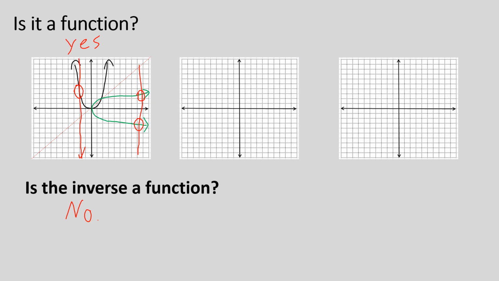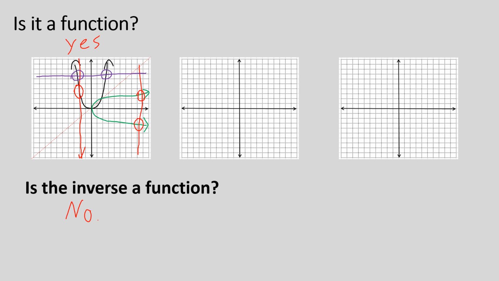Now the shortcut to this is from that black graph before we did the inverse around that line y equals x, we can do a horizontal line test. If we draw a horizontal line and we hit the graph more than once, okay, and if we can do that anywhere on the graph, the inverse is not a function.